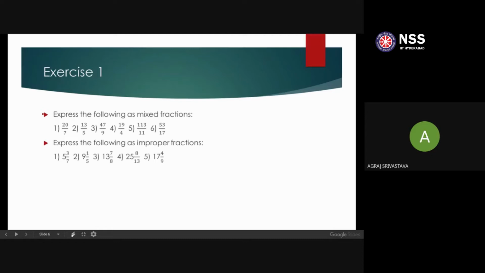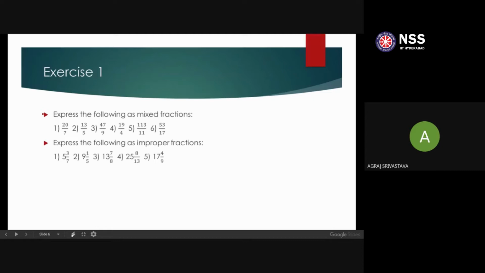Similarly, 13 by 5 will be split into 10 plus 3 the whole divided by 5. 10 is a multiple of 5, and once again the quotient of that division will be 2, and the leftover part is 3 by 5, so the mixed representation will be 2 3 by 5. And 47 by 9 is a complete whole number.